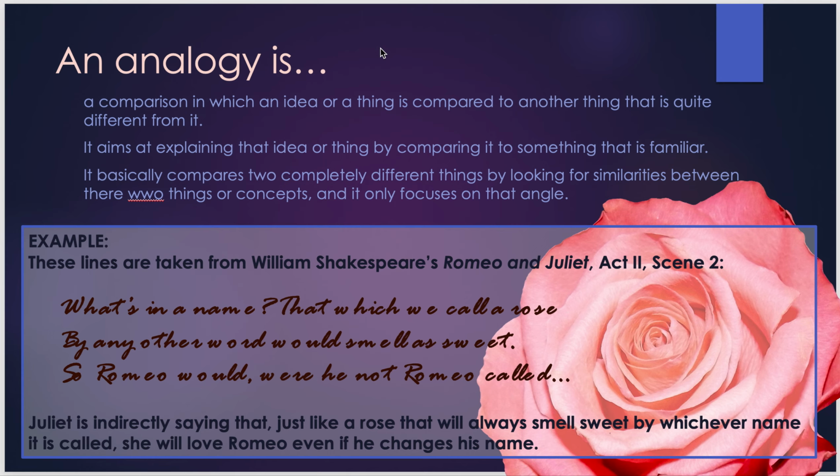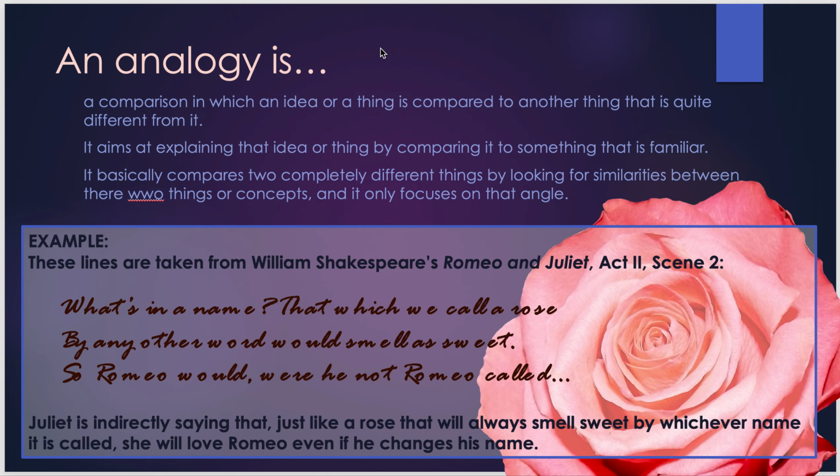So here's an example. In William Shakespeare's Romeo and Juliet, she says, "What's in a name? That which we call a rose by any other word would smell as sweet. So Romeo would, were he not Romeo called, still be as sweet." So she's indirectly comparing Romeo to a rose, right? They're nothing alike. A man and a rose are polar opposites to some people.